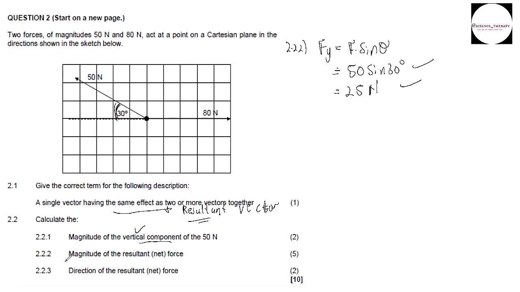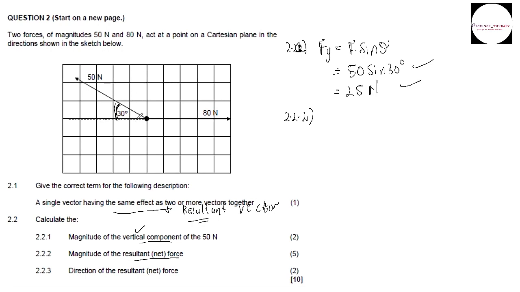Sorry for that, that was 2.2.1. Now let's go to 2.2.2. It says the magnitude of the resultant net force, right?